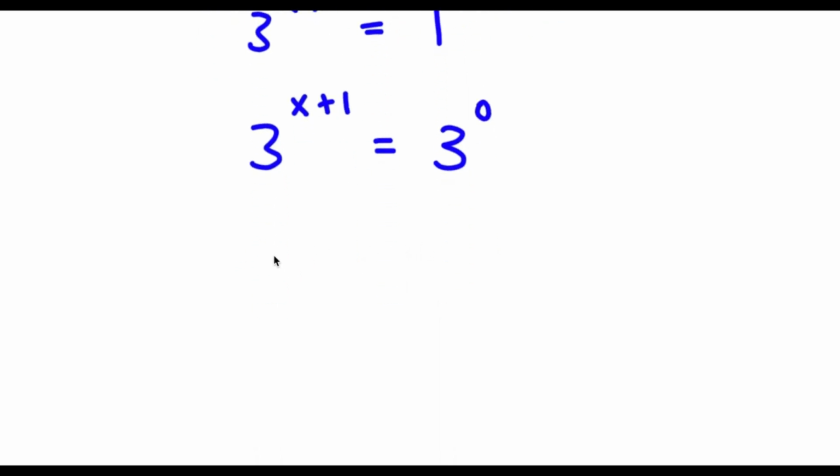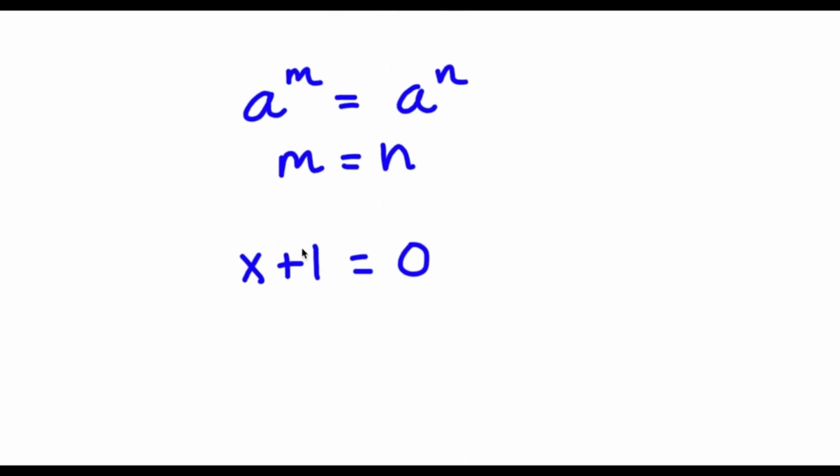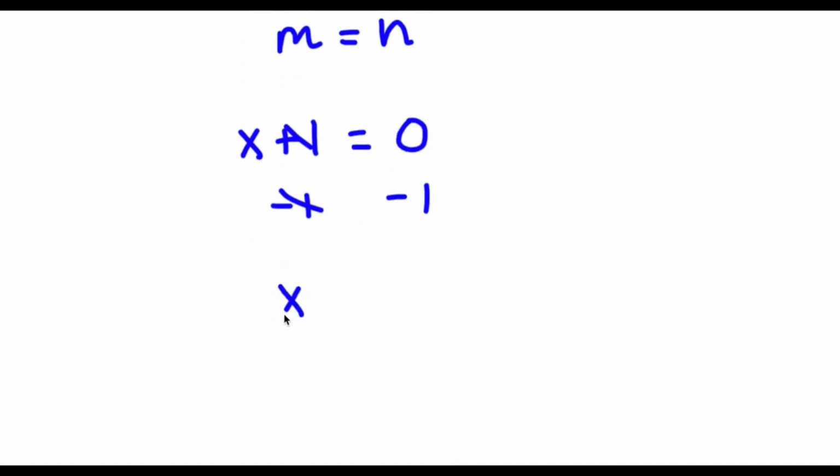Now, if I have something in the form a to the power of m is equal to a to the power of n, this means that m is equal to n. So in this case, x plus 1 is equal to 0. So now to solve this, all I have to do is subtract 1 on both sides. These two cancel out. Now I'm left with x is equal to 0 minus 1, which is negative 1.